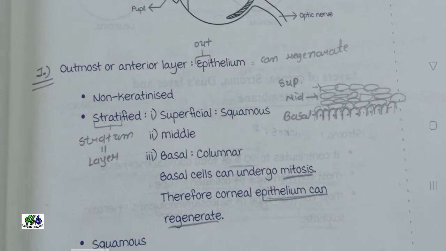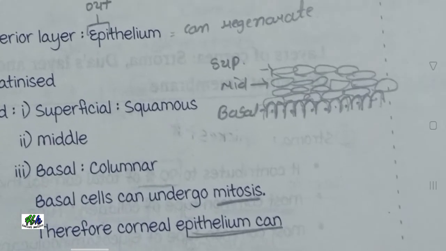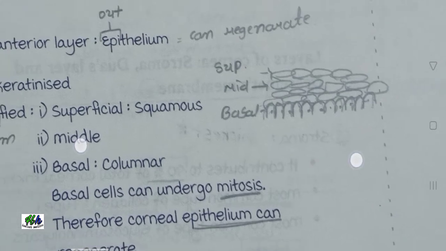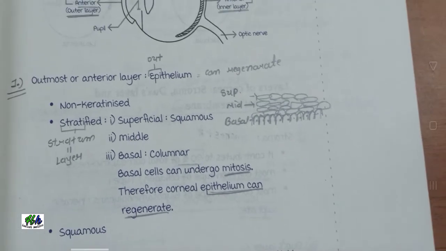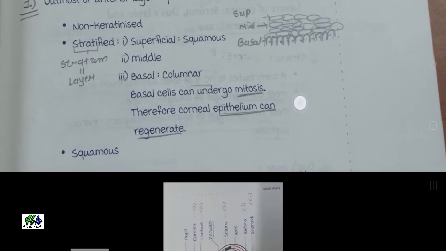Now, the first layer of the cornea is the epithelium. It is a non-keratinized stratified epithelium. Non-keratinized means there are no keratin cells present, and stratified means it has multiple layers which have different types of cells. In the basal part it is a columnar cell, and in the superior part it is a squamous type of cell. So it is also known as non-keratinized stratified squamous epithelium.